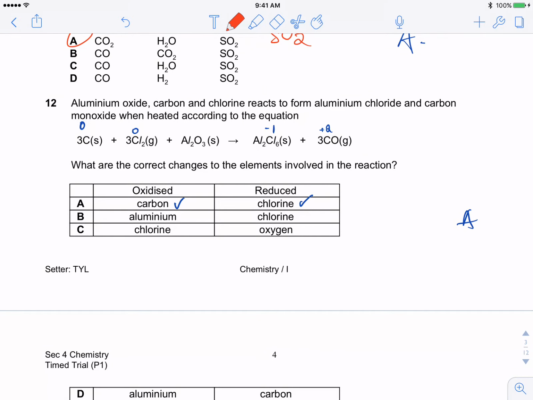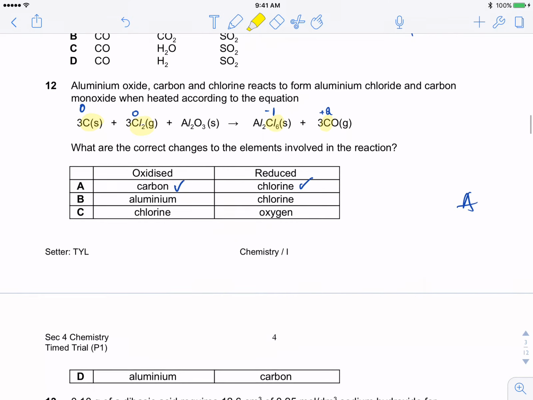Okay, question 12. Aluminium oxide, carbon and chlorine react to form this. What are the correct changes to the elements involved in the reaction? So again, there are some that you definitely need to calculate. For example, carbon is in an elemental state, chlorine is in the elemental state. So you calculate these two first, because those in the elemental state will definitely change oxidation state number. Whereas aluminium on the left hand side is 3 plus, on the right hand side is still 3 plus. Oxygen on the left hand side is 2 minus, on the right hand side in carbon dioxide is still 2 minus. Okay, so answer is A.